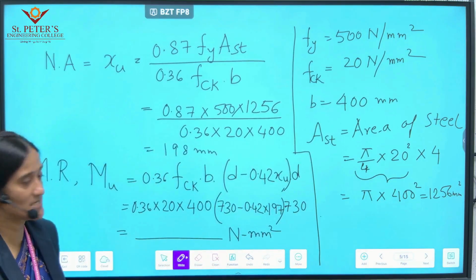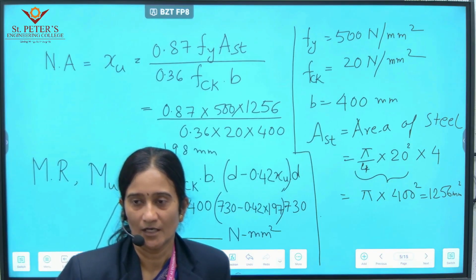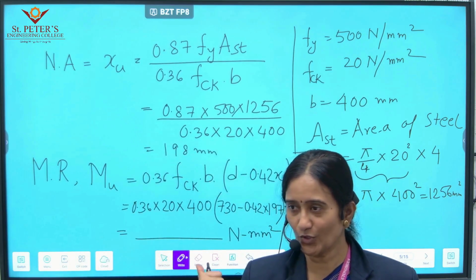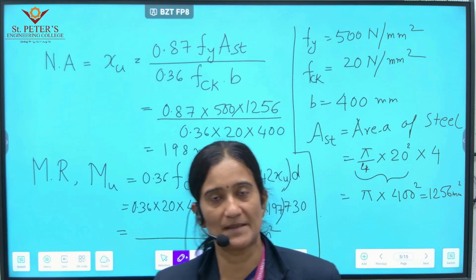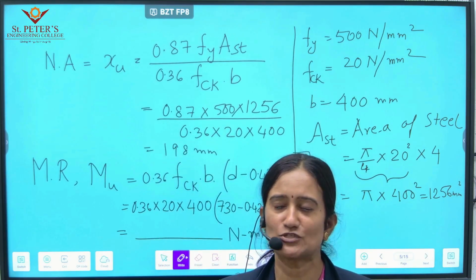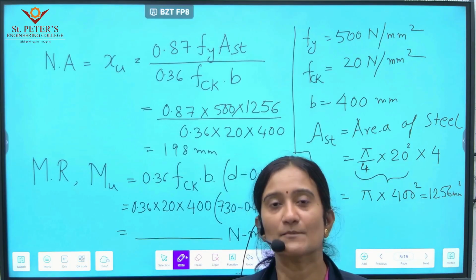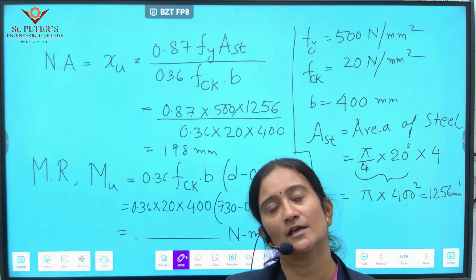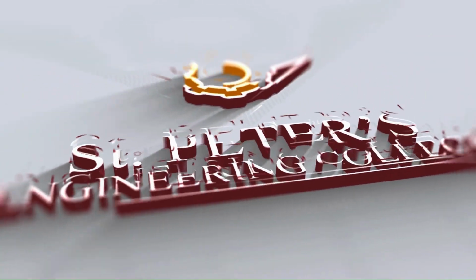So this is the process in which the problem is solved. I hope you understood how to do the analysis of a singly reinforced beam. After doing the analysis, the next part is to find the depth of the beam, or to check whether they are okay. That is the design part we will discuss in the next class. Thank you.